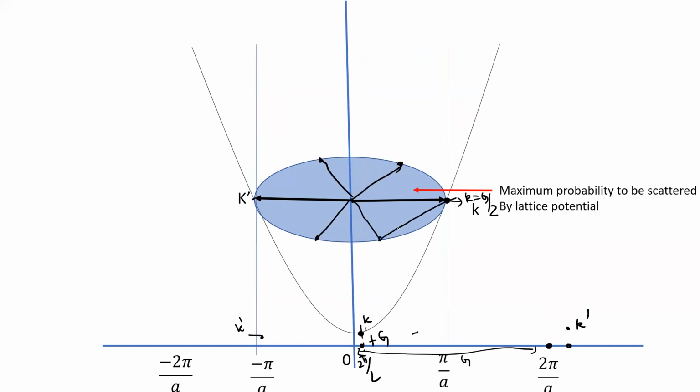All of these will give you G. This is K prime. This is also G, right? So any of these things will give you a G. So the maximum probability of an electron whose K value is close to half the reciprocal lattice vector has the maximum probability to be scattered by the lattice potential, right? So basically this line, which is also the first Brillouin zone edge, right?